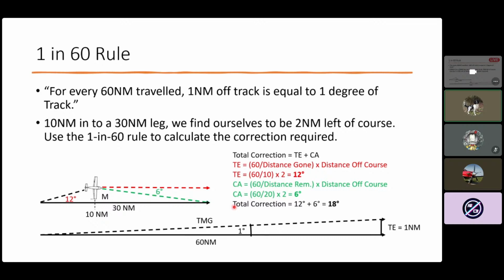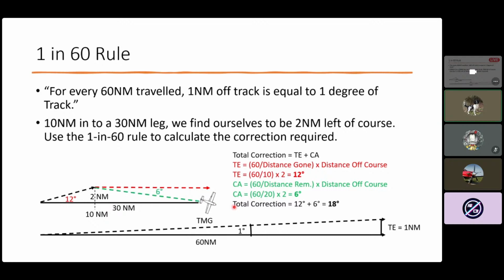You then calculate I need to be 18 degrees more to the right. I need to steer 18 degrees more to the right to stop the drift and then get back to where I want to go. So we adjust our heading 18 degrees right, and then we fly that.